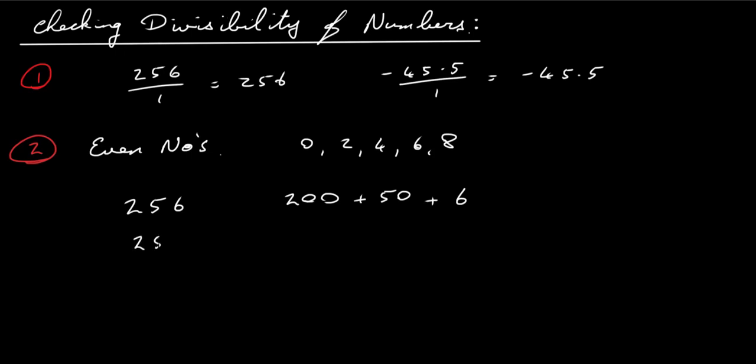So if we had 257, for example, the number at the end here would be a 7, which is odd. 7 is not divisible by 2, so therefore 257 is not divisible by 2. Okay, so let's have a look at the next one then.